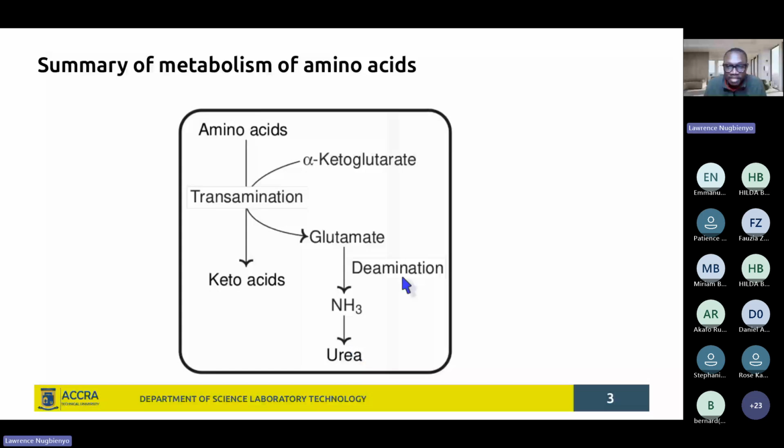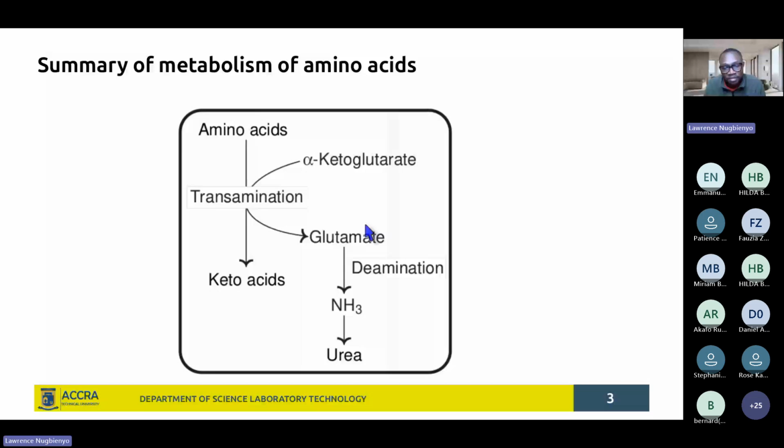We will actually see that reaction I'm referring to. We'll see it again here so that you have some sort of revision of it. You remember that, yes, we saw that reaction where there was transfer of an amine group from amino acid onto alpha ketoglutarate to give you glutamic acid.